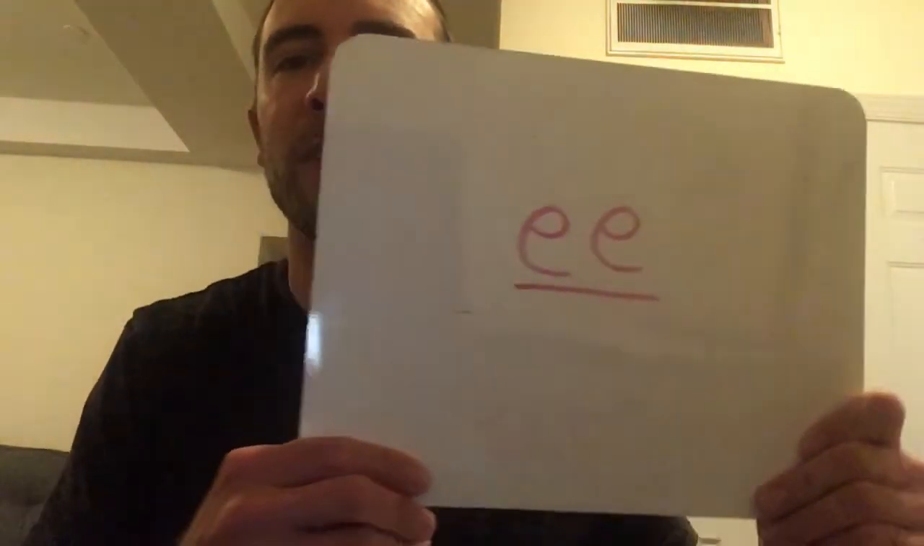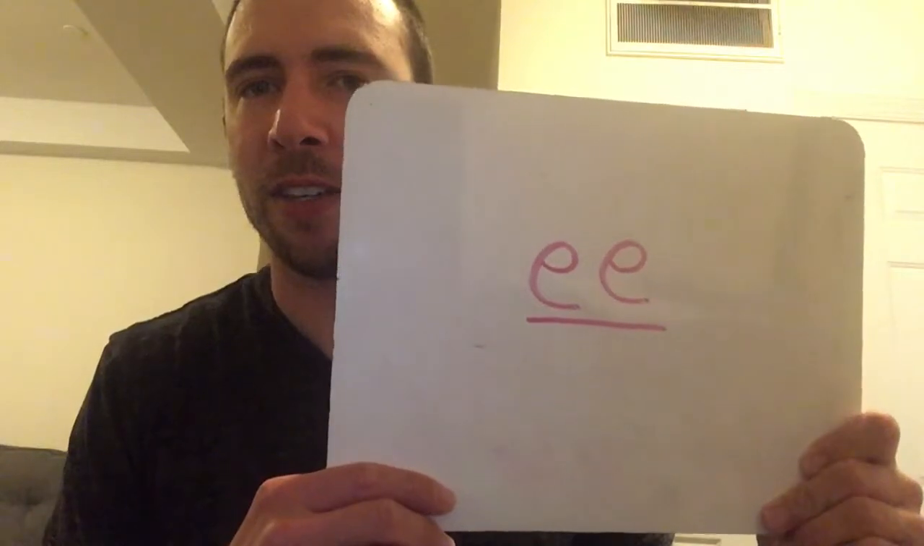Hey everybody, today we're going to be talking about another digraph, which is a two-letter combination that makes one sound. Before today, we've really talked mostly about the ch digraph with the letters C and H, the sh digraph with S and H, and the k digraph with the C and the K next to each other. Today, we will be focusing on this digraph.